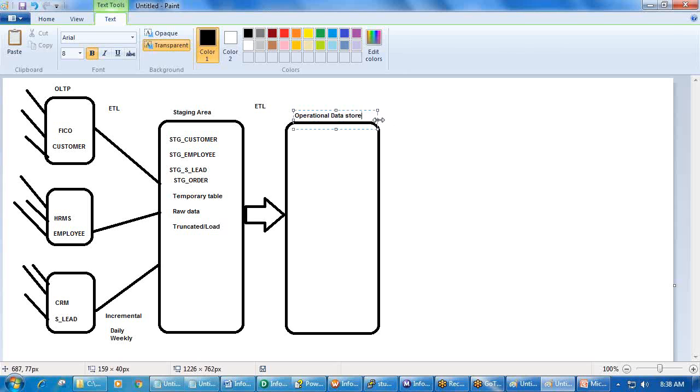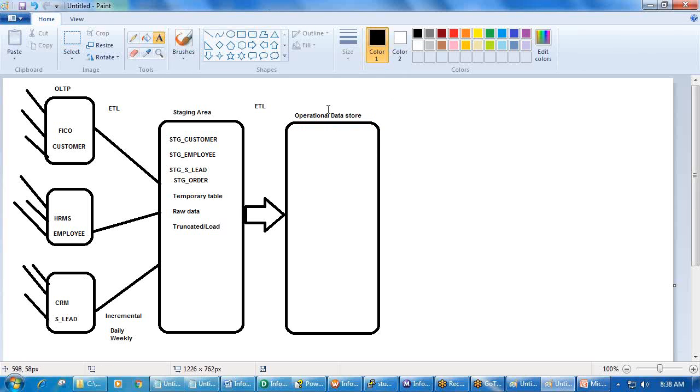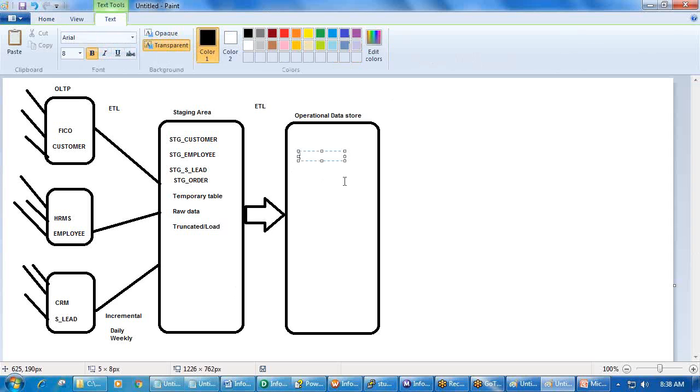So it will be stored into the operational data store. Operational data store is also another database which has different tables. It's like you have tables like ODS_customer and ODS_employee and ODS_order, and let's say ODS_lead, or ODS_contact, different kinds of tables which will be available.